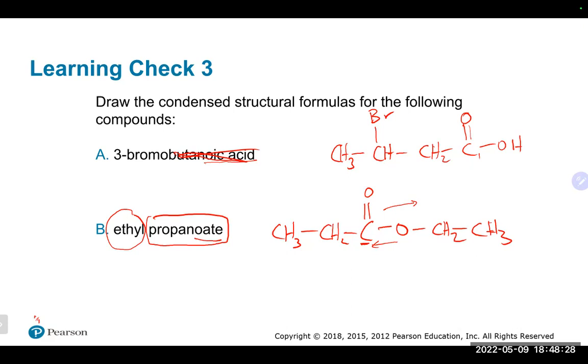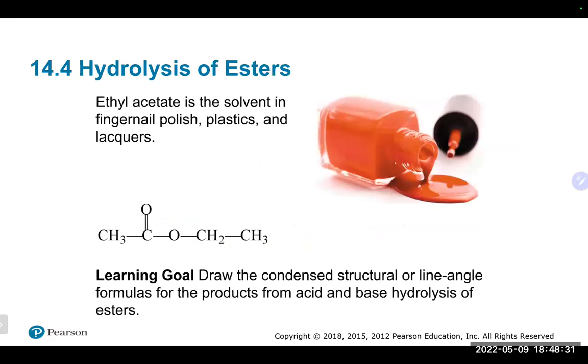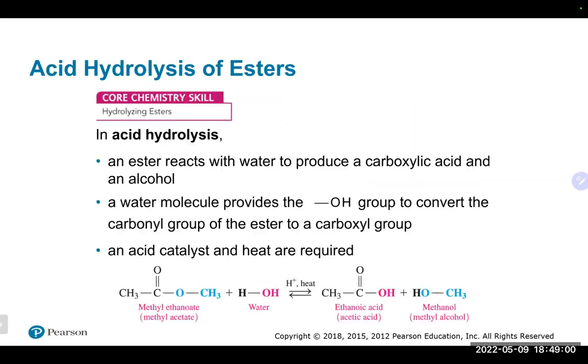All right, let's talk a little bit about another reaction that esters undergo, and that is hydrolysis reactions. Hydrolysis basically just means we're going to throw water in there. You can probably imagine what's going to happen in this case, since we take water out to make the ester. When we throw water back in, it's just going to break back apart into the carboxylic acid and the alcohol. So hydrolysis is the reverse of the esterification reaction. There are 2 types of hydrolysis reactions: an acid hydrolysis and a base hydrolysis. Let's take a look at the acid hydrolysis first.